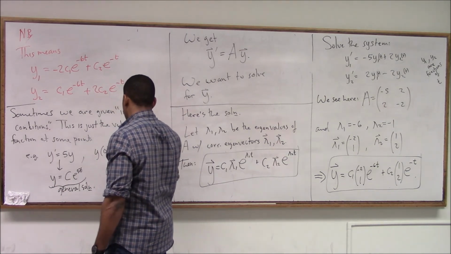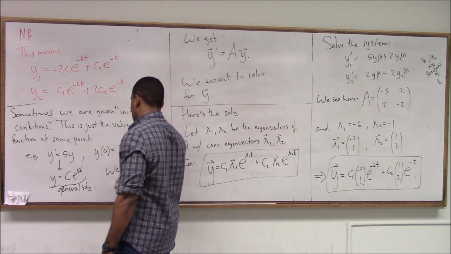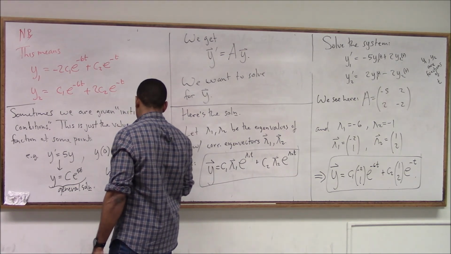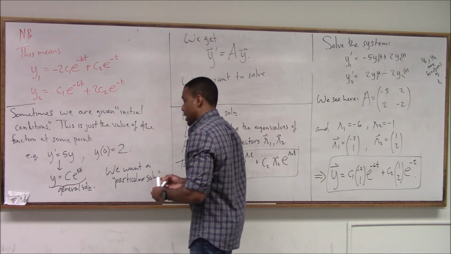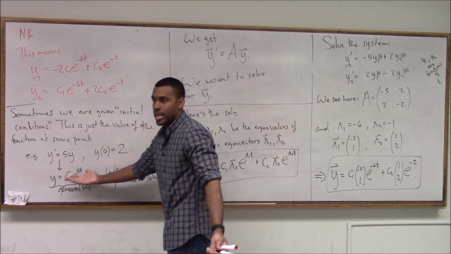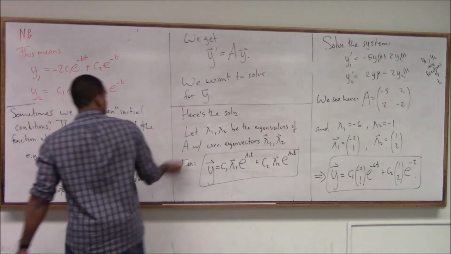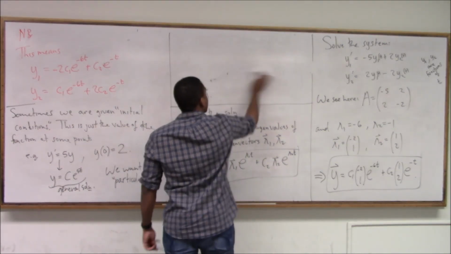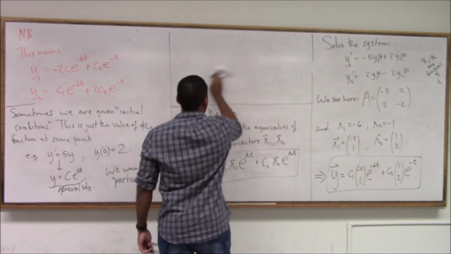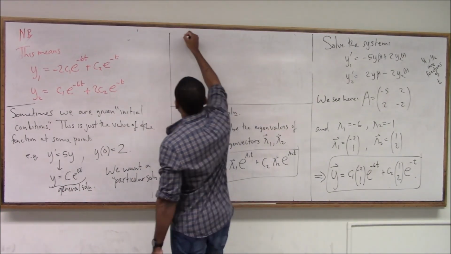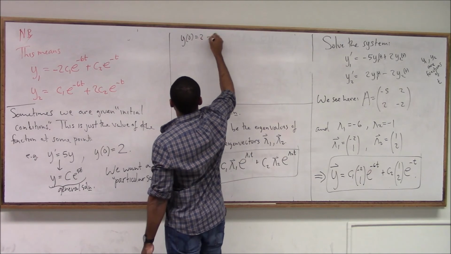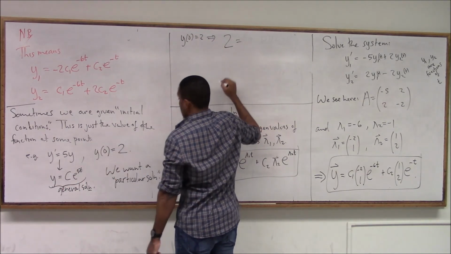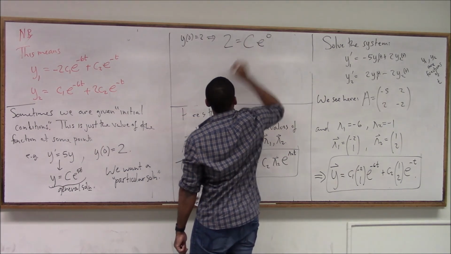But we want what they call the particular solution. And all you have to do is just plug this point into the answer that you just found, solve for the arbitrary constant. So if I say y of 0 equals 2, this basically means that my y value is 2 when my t value is 0.